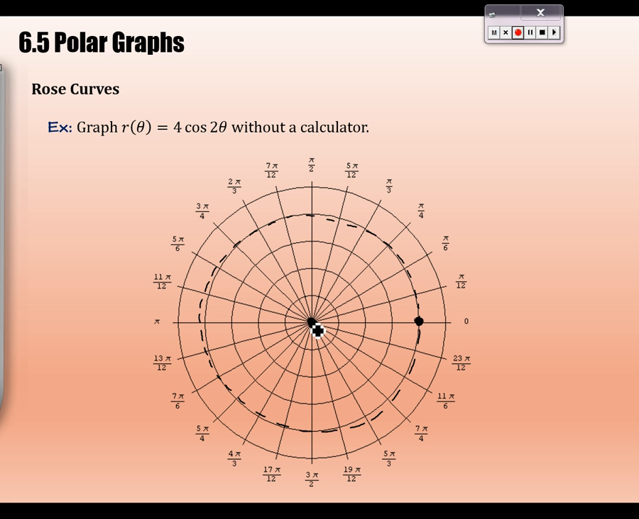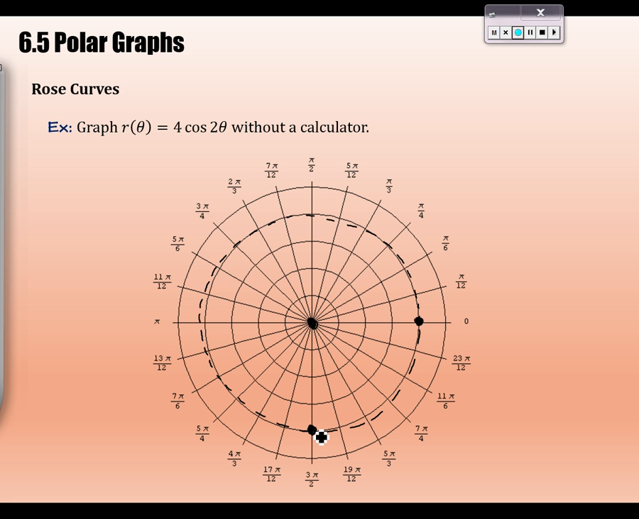Okay. What about at pi over 2, when theta is pi over 2? Plug pi over 2 in. It's the same. You get negative 4, so where are we? So in the pi over 2 direction, negative 4 units though. So we're actually here, right? So if theta is pi over 2, we're here.